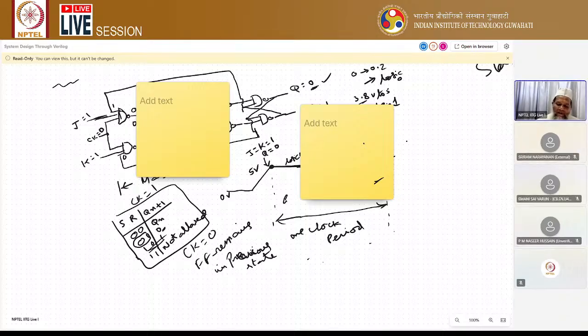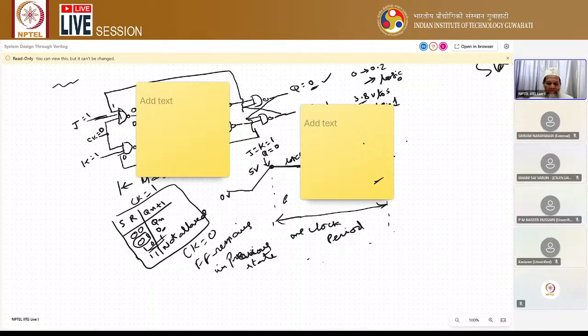Whereas whenever it reaches a value slightly greater than this one, clock becomes 1, so clock bar is equal to 0. So this slave remains in the previous state. From this point to this point, at this end Q is equal to 1, but there is only one change from here to here. That change occurs only at this point, that is a negative edge. That is why this master slave flip-flop is called a negative edge triggered flip-flop.